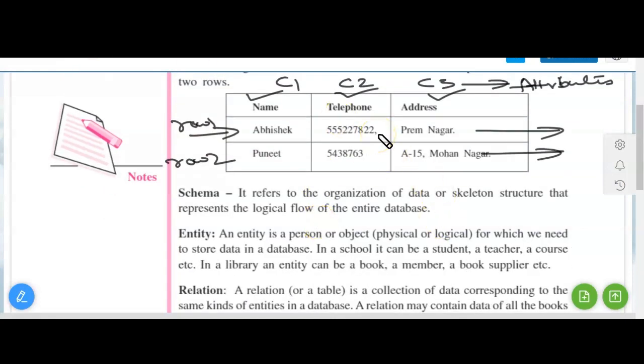Next comes schema. Schema means the organization of data or the skeleton. That means how your entire database looks like. That is known as schema of the database.